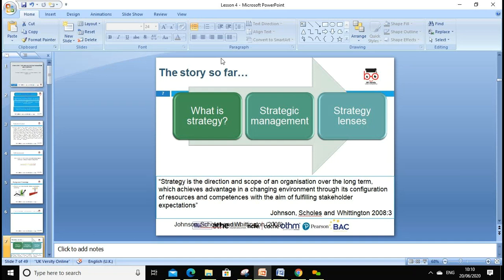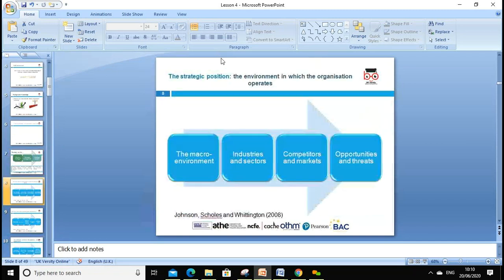Maybe working from home is difficult, so we need to think about that. Resources and competencies are needed to fulfil stakeholder expectations. So what competencies and resources are required for this? New strategy, new change. Then the strategic position: we need to understand our organization's position, where we are, the micro environment, industry and sector. We need to look at competitors and the market, opportunities and threats.